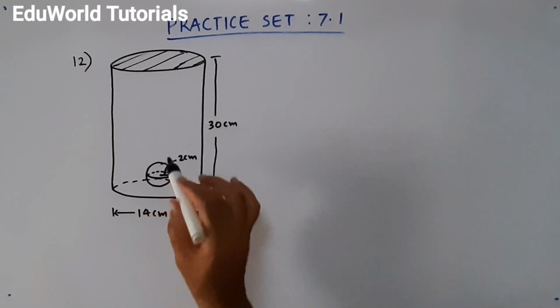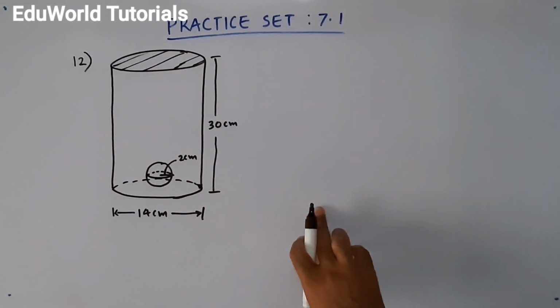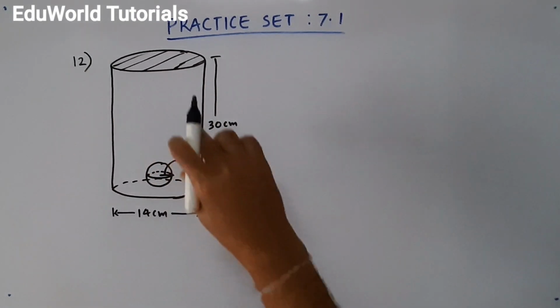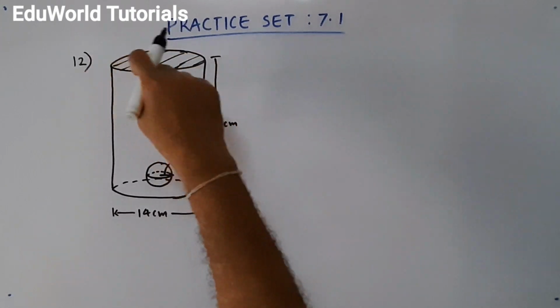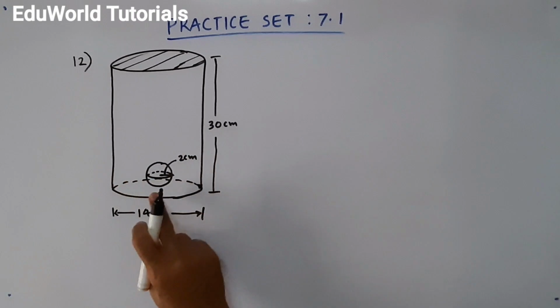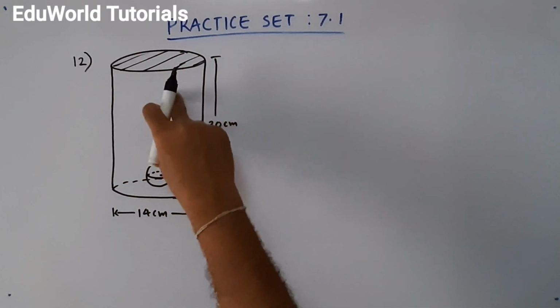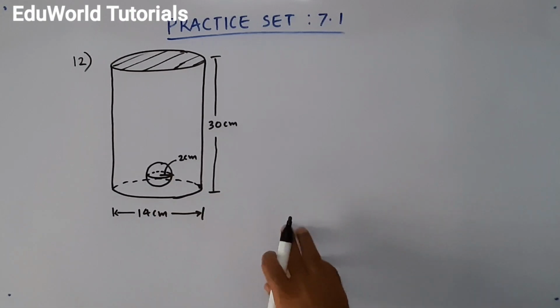They are now asking how much water will be there inside this glass. Understood? So first the water is filled up to the brim of the cylindrical glass, and then we have immersed a sphere in it. After immersing the sphere of radius 2 centimeter in it, how much water has remained in the glass? That is the question they have asked.